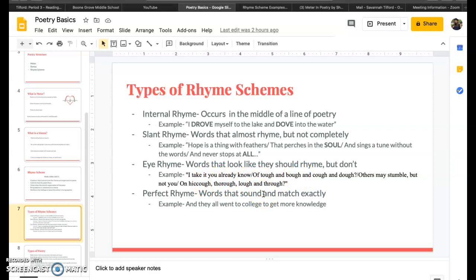So the eye rhyme looks like they should rhyme, but they don't actually rhyme. And then finally we have perfect rhyme, and those are words that match exactly. An example is, "and they all went to college to get more knowledge." Knowledge and college are the perfect rhyme here, the perfect rhyme scheme.